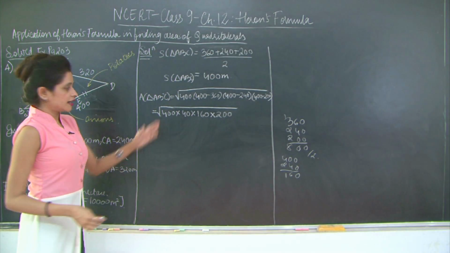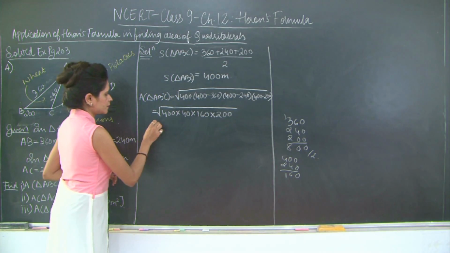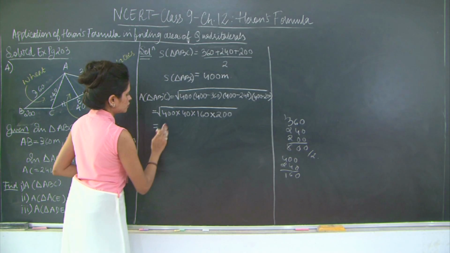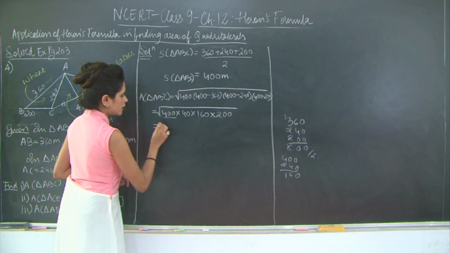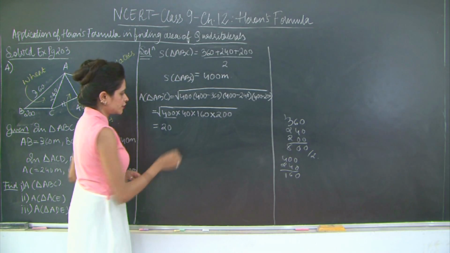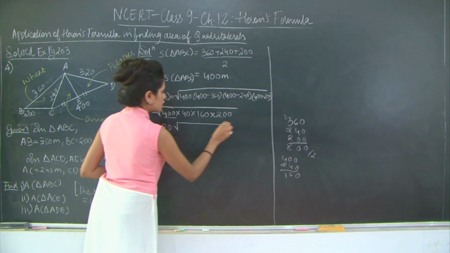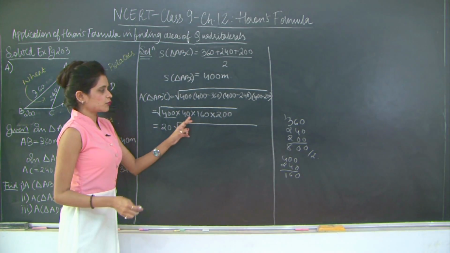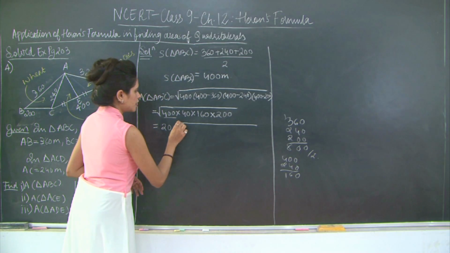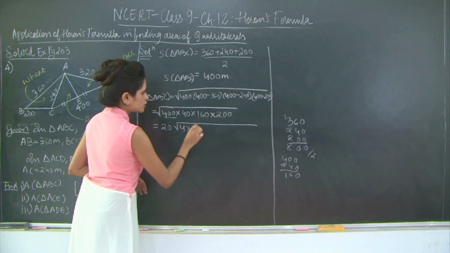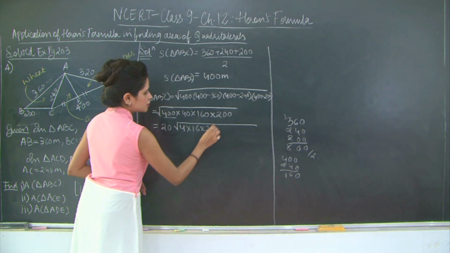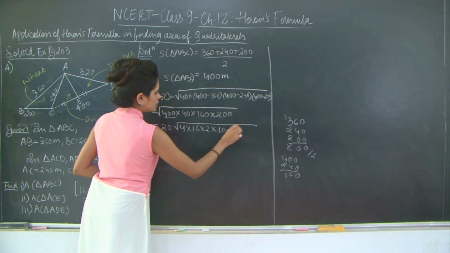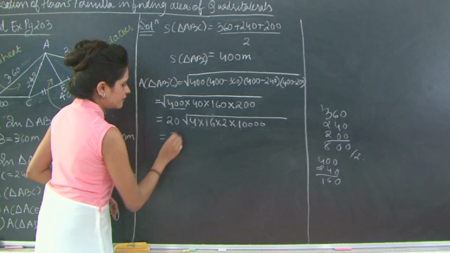Let's find out the square root for this. So we know that the square root of 400 is 20. So I am removing 20 outside over here. Now what I am going to do is I am going to take all the zeros together and just write the individual numbers. So 4 into 16 into 2, and how many zeros? 1, 2, 3, 4 into 1, 2, 3, 4. So now I have 20.